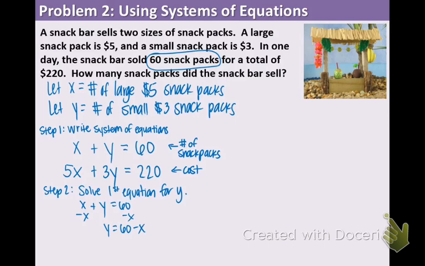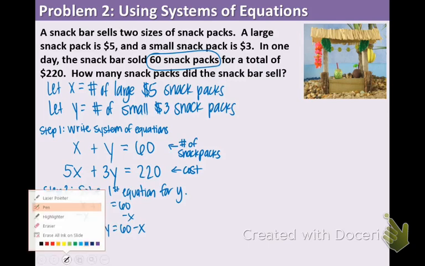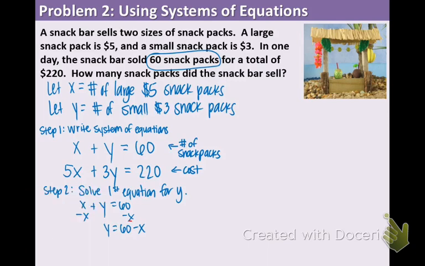Now, the y is by itself, which is really good. We are going to now take that 60 minus x, and that is going to be substituted in for the y in the second equation. If you deal with the first, you want to deal with the second. So now that is going to be shown like this.